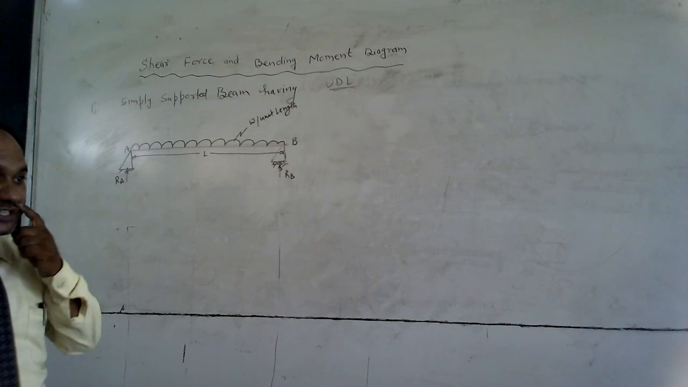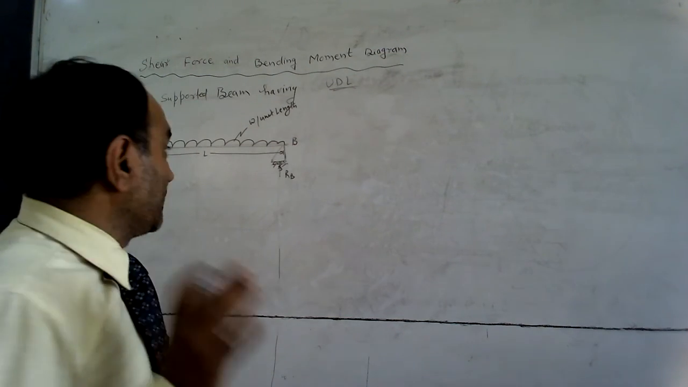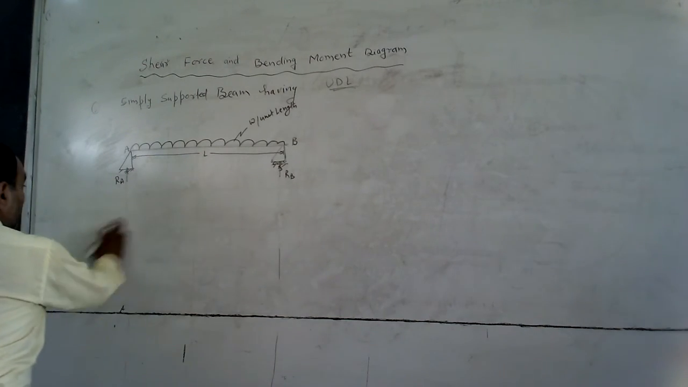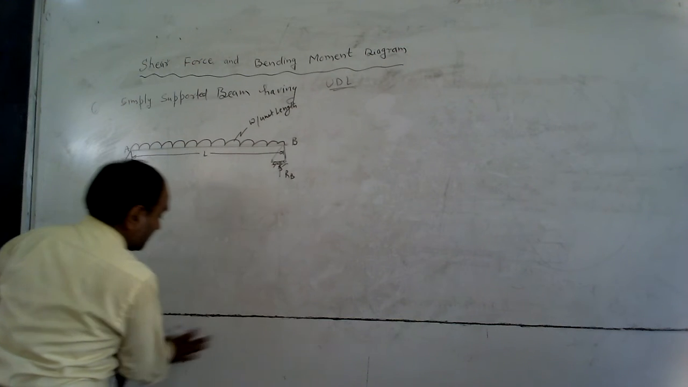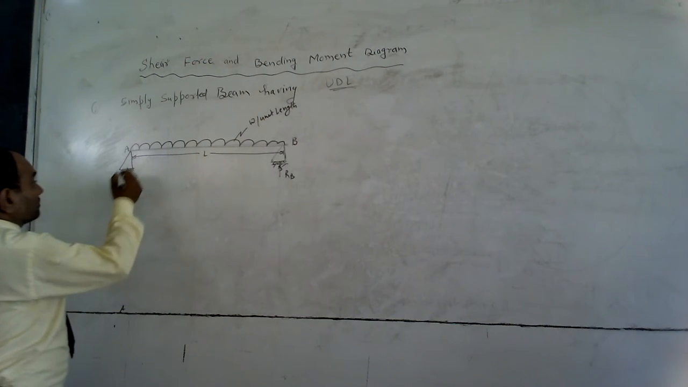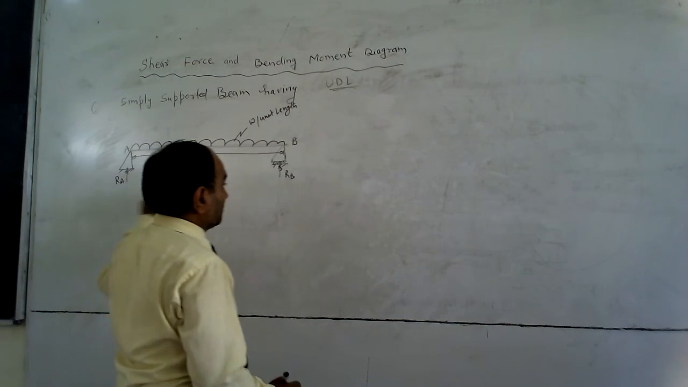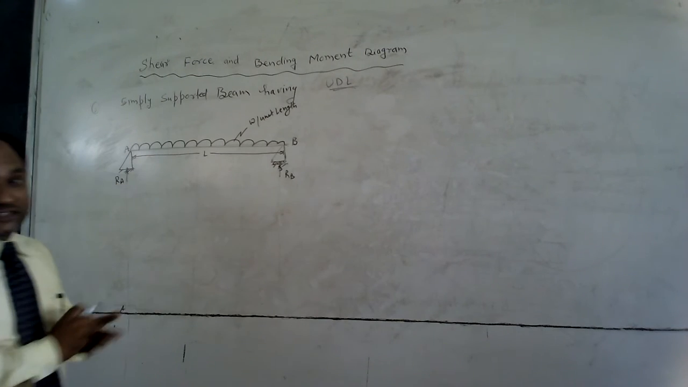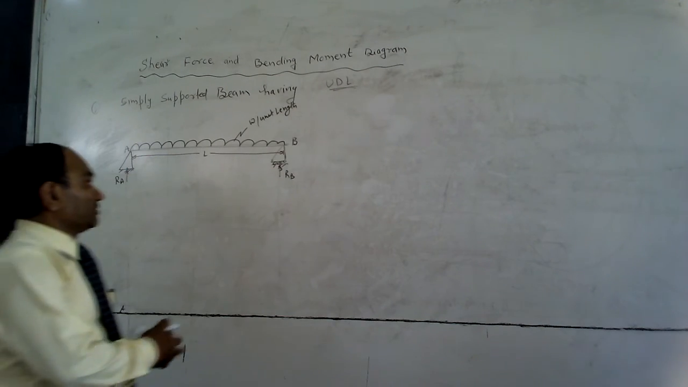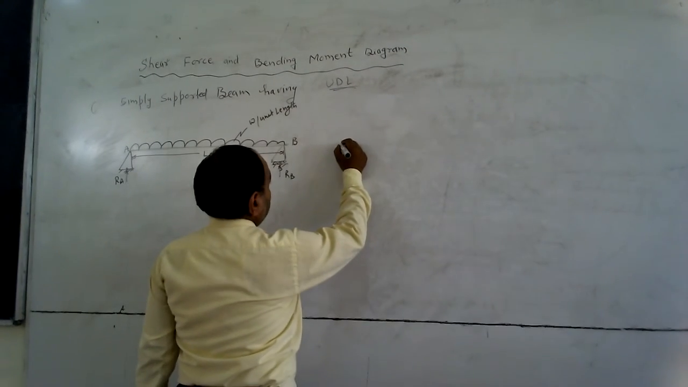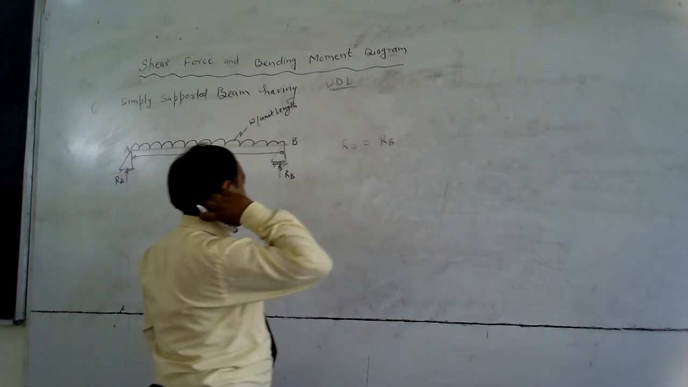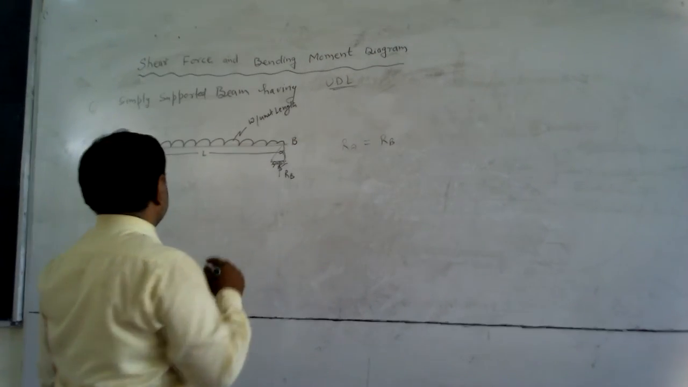So first, in a simply supported beam, we have to calculate the values of RA and RB in the starting. After that, we proceed to find the shear force and bending moment diagrams of the given problem. We can see that there is symmetry in the beam, so we can easily calculate RA and RB. The load is divided equally, that is RA equal to RB. You can also calculate by taking equilibrium equations.